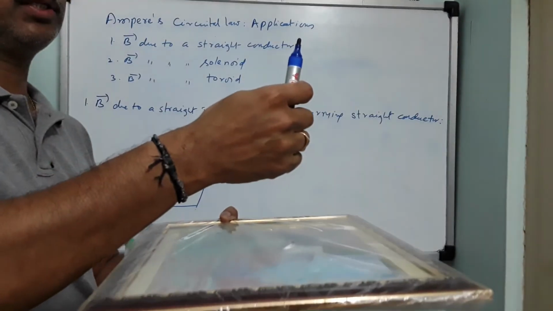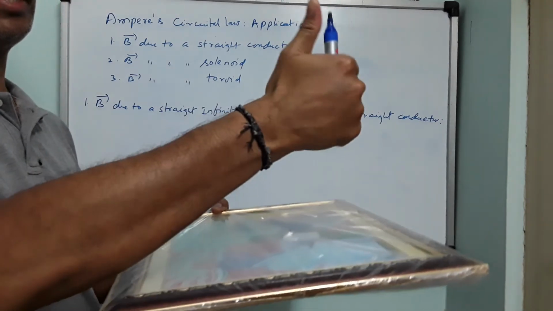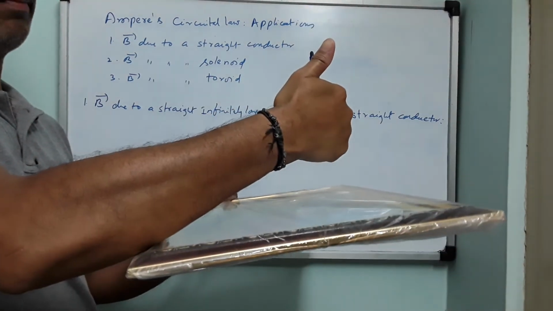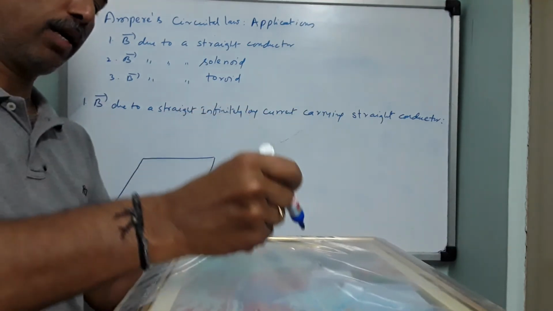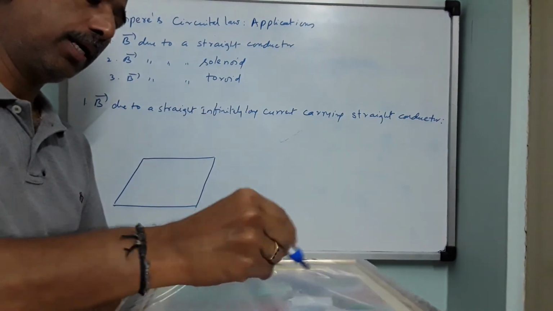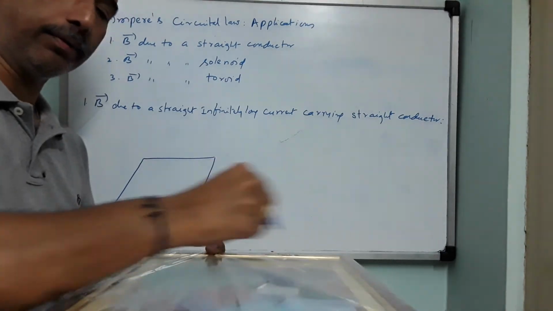So I hold this in the right hand such that thumb shows the direction of current. Then the curling of the remaining fingers will show the direction of magnetic field. So magnetic field on this plane will be in the anti-clockwise direction.